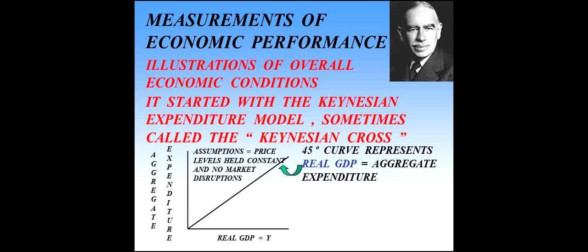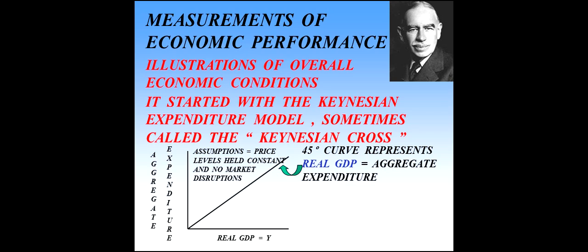We're trying to get an initial snapshot, an idea of how to begin to manage, or I keep using the word manage, begin to illustrate economic conditions. So he wanted to take a snapshot in time, and he's saying, okay, assume for the moment that price levels are held constant and that there are no market disruptions. And if that's the case, given a normally functioning economy, you could illustrate real GDP by using a 45-degree curve that represents real GDP and the based upon aggregate expenditure.